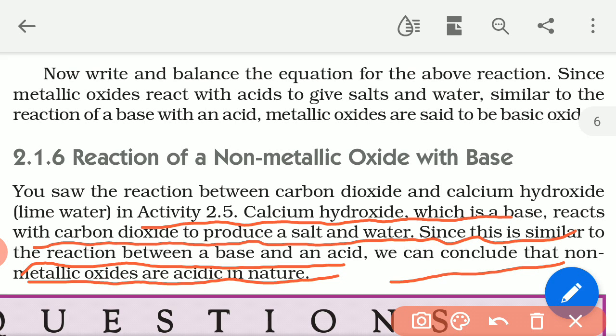An MCQ may ask: non-metal oxides are dash in nature. Option A acidic, option B basic, option C neutral, option D none of these. So non-metallic oxides are acidic in nature.